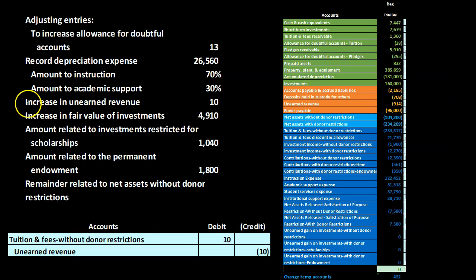The next one, we're actually going to jump down here to an increase in the unearned revenue. So we're going to take care of these little ones first, the smaller items. We have an increase in the unearned revenues. Now that's going to be a liability account. It's right here. If it's a little bit small, it's going to be a liability account. It's in orange. It's got a credit balance in it.